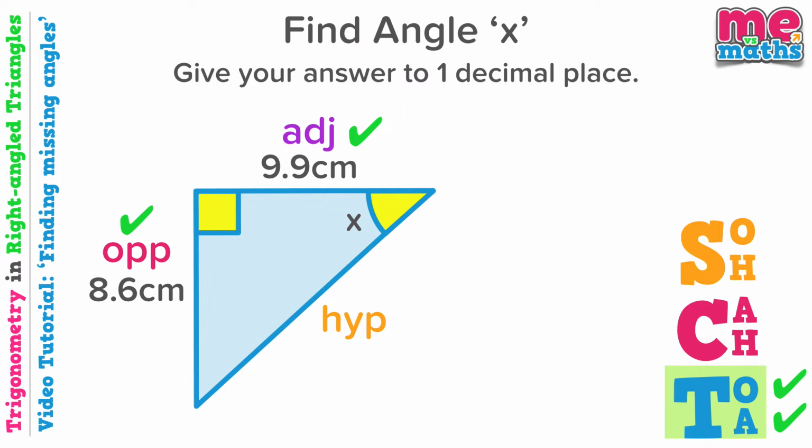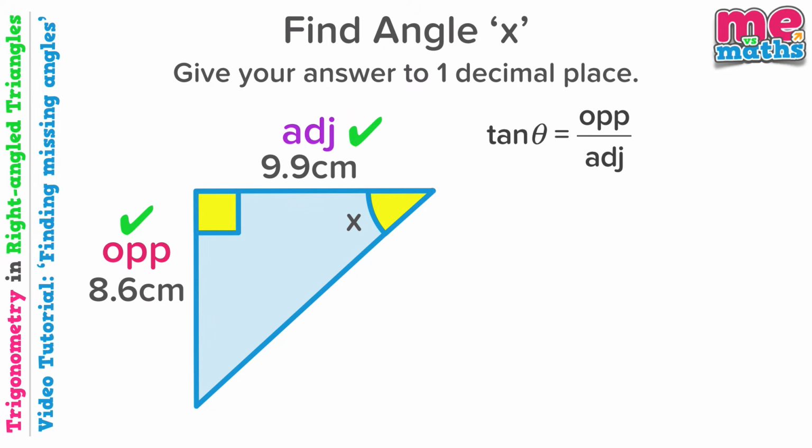Still, just as before again, let's now write our formula out in full. Let's substitute our values in too. We don't know the angle, but it is called x in our question, so I'm going to replace the theta with an x. Now, always be really careful that you get the next two numbers the right way around. The opposite should be on top, so it's 8.6 divided by the adjacent 9.9.